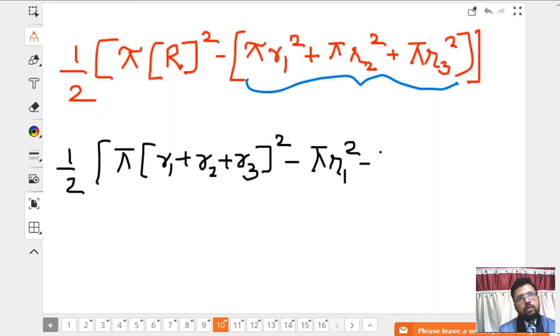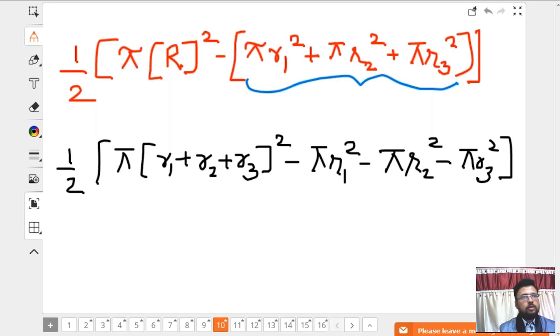Minus... very good. Somebody is suggesting we can take pi common. Yes, minus pi R2 square. Correct, we can take pi common from all the terms. So we can write this as pi by 2. You remember the formula for (a plus b plus c) whole square? We'll apply that here. What do we get?